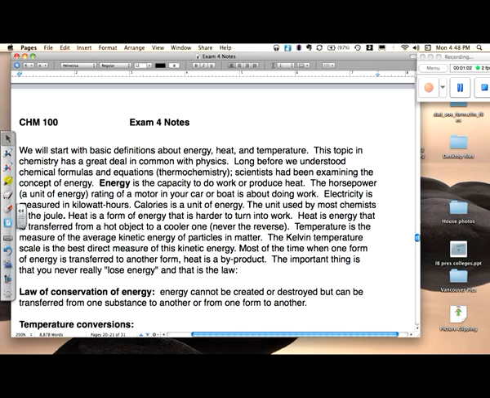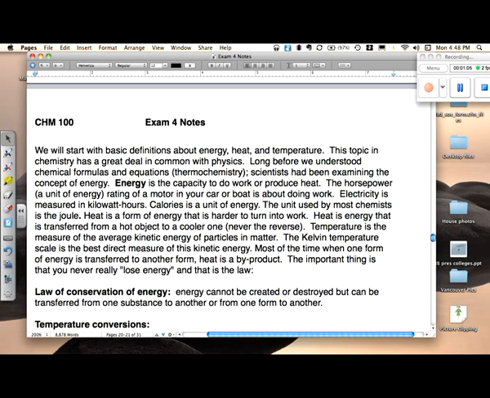Energy is basically the capacity to do work or produce heat, heat being a byproduct of many energy changes. Some units of energy are the horsepower, calorie, and the one that we're going to use will be the joule. We've used that, I think, before in a couple of instances. And we're going to continue to use that as the metric system unit for energy.